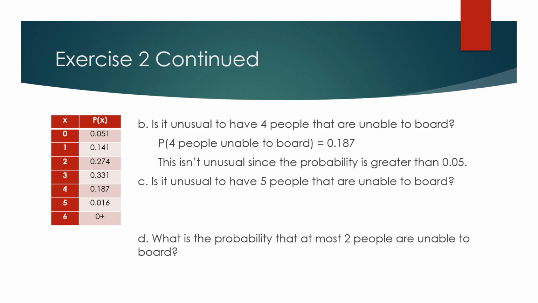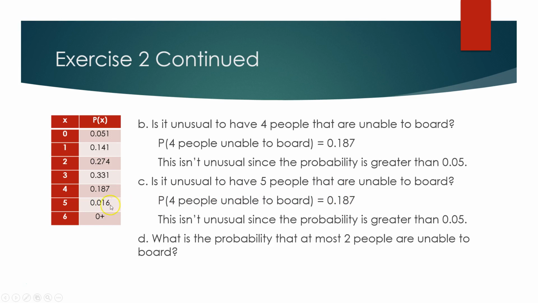Is it unusual for 5 people that are unable to board? So this should be 5 here. The probability that 5 people are unable to board is actually 0.016. So the probability of this is 1.6%, which is unusual since the probability is less than 0.05. So this will need to be changed here.